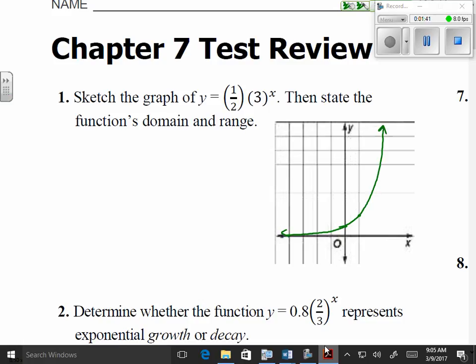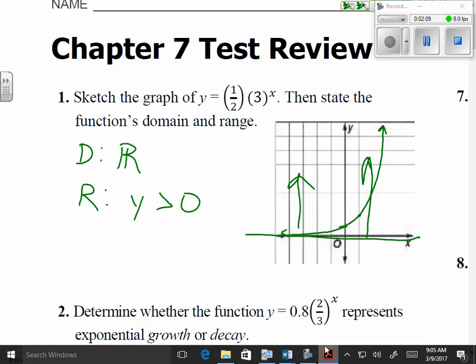And so your domain is left-right. This is going to continue to go out to the right. So your domain is all real numbers. And we see it's obviously going to the left. Your range is going to be your y values, and we don't use all our y values. We only use everything from here up, because it'll never get below the x-axis. So we'll say the y values are all greater than 0.